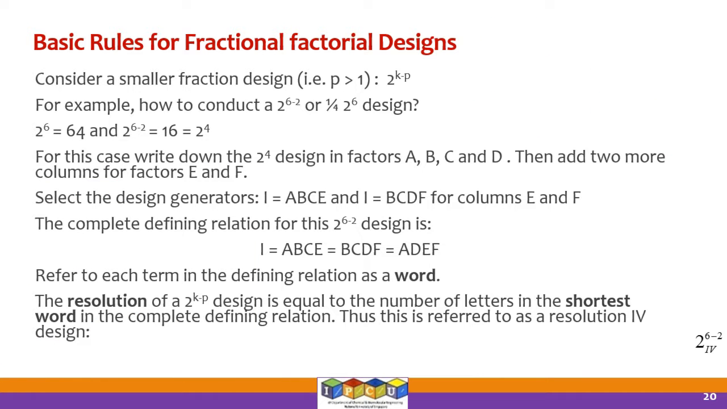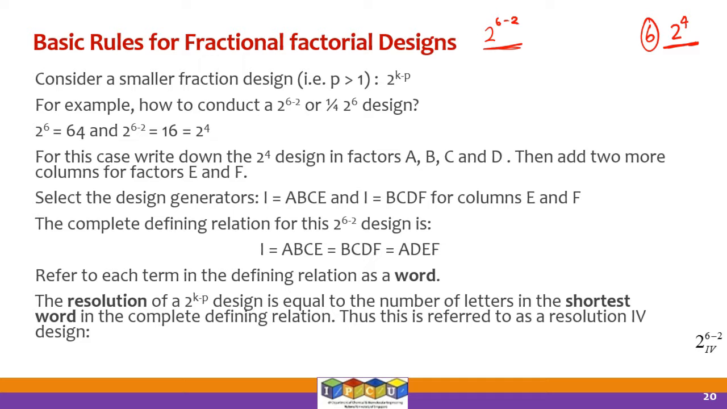Now, how do we construct, let's say, a 2 to the power of 6 minus 2 design? First of all, you realize that you're able to do only 2 to the power of 4 experiments. You have 6 factors, k is equal to 6, to explore. You can only do 16 experiments. Therefore, you are forced to consider a 2 to the power of 6 minus 2 experimental design, or quarter fractional factorial design. So how do you construct this?